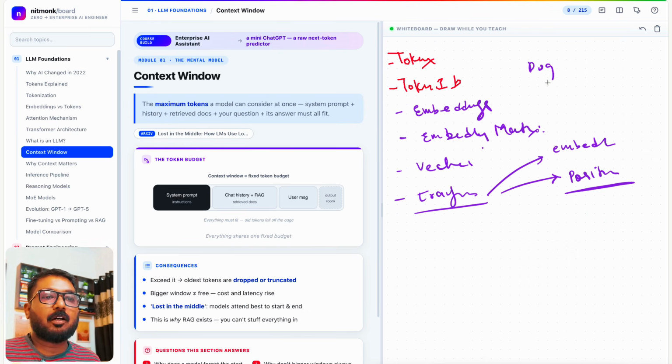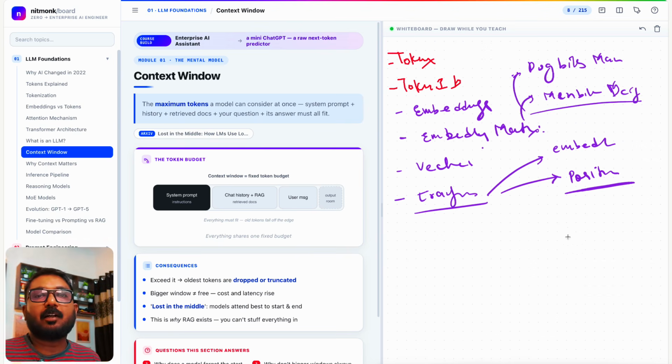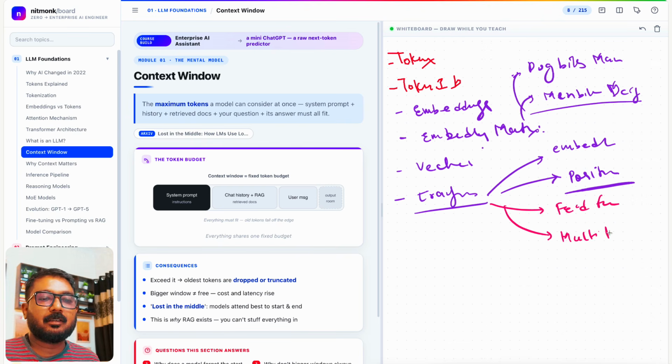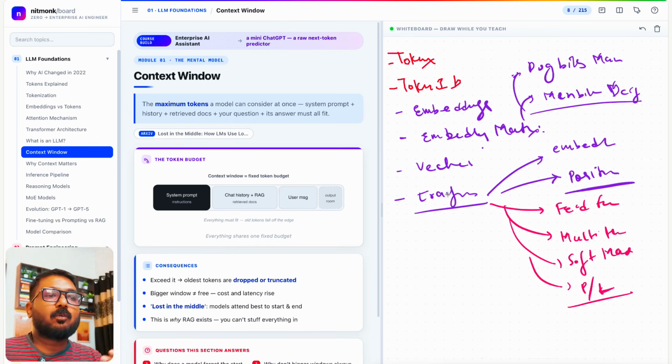Positioning means, for example, dog bites man and man bites dog. These two sentences have the same words, right? But they have a completely different meaning. So all these we understood. We understood feed forward, multi-head, softmax, top-P, top-K, everything, and temperature. So that's what we understood.